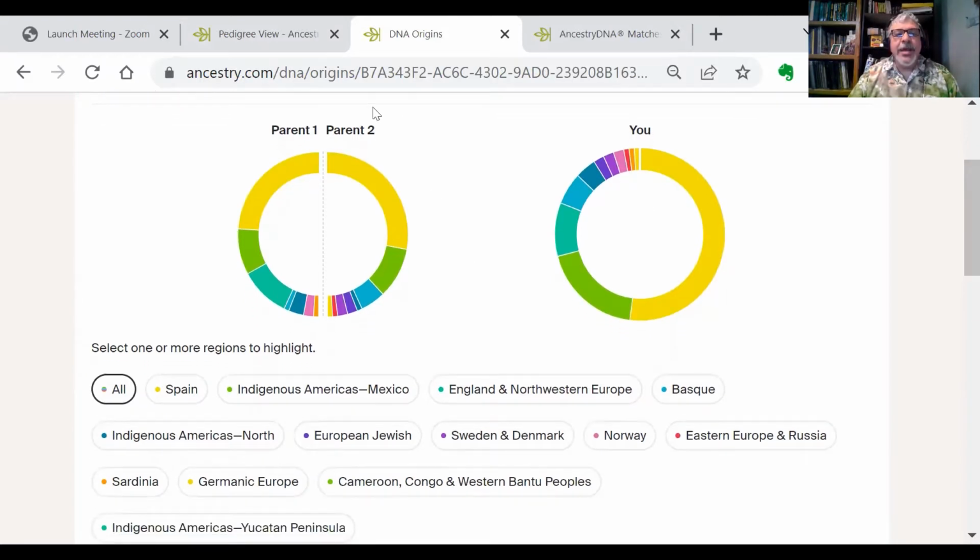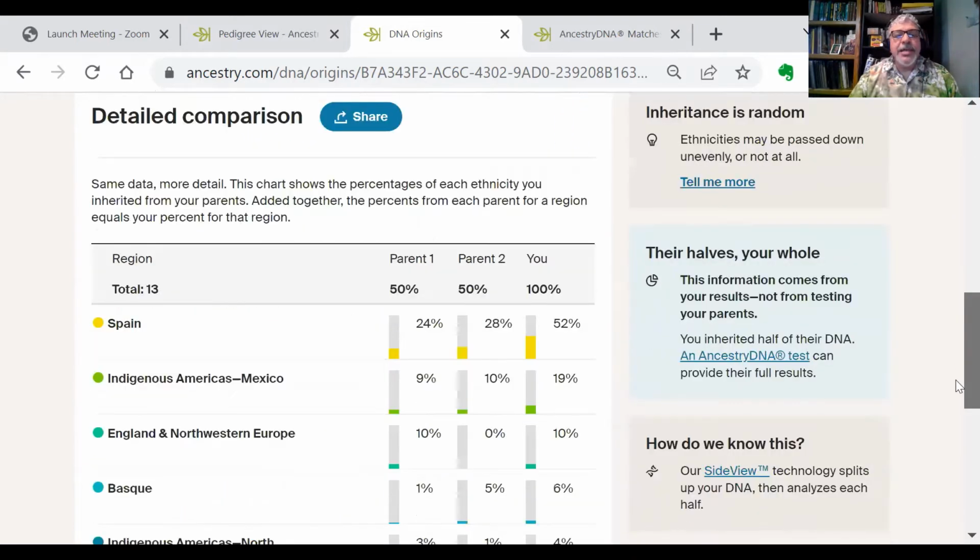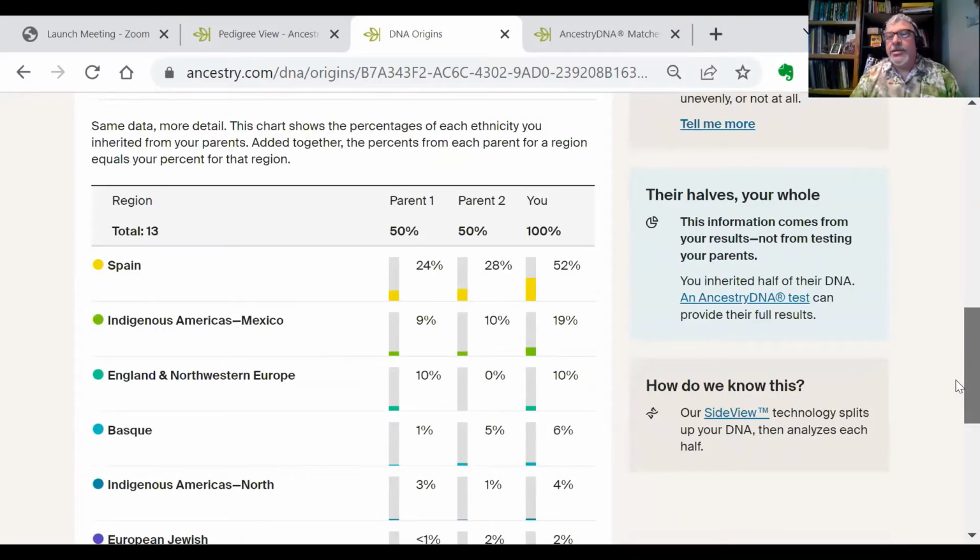So on the left, you have parent 1 and parent 2, and you can see the breakdown. This is color coded, so it shows, for instance, this is Spanish over here, this is Indigenous Americas, Mexico over here, and so forth. And then it shows the full range right here. If you go down further, you'll see that it breaks it down by parent.